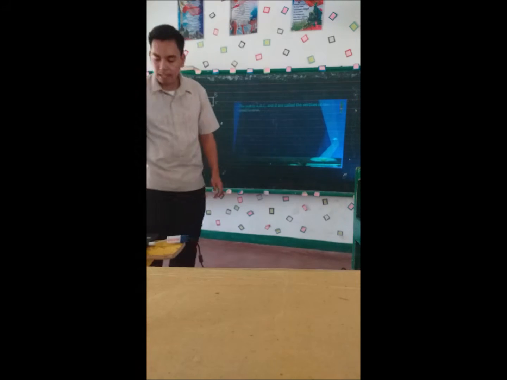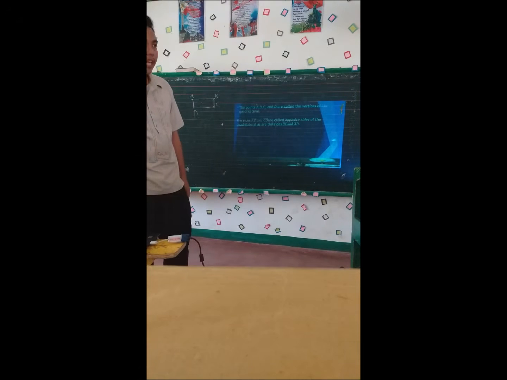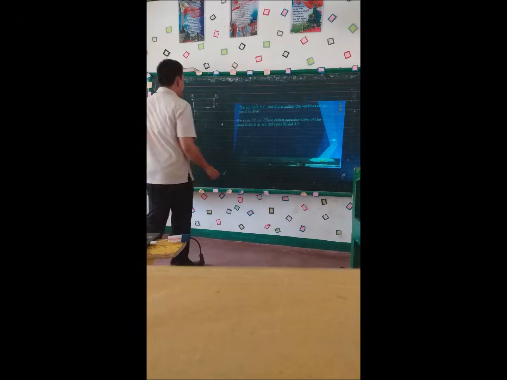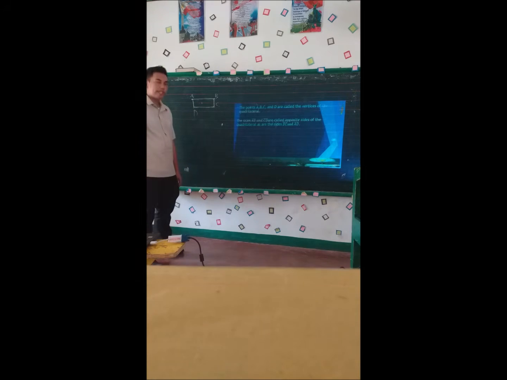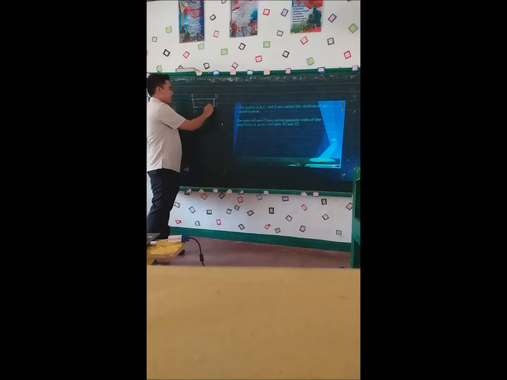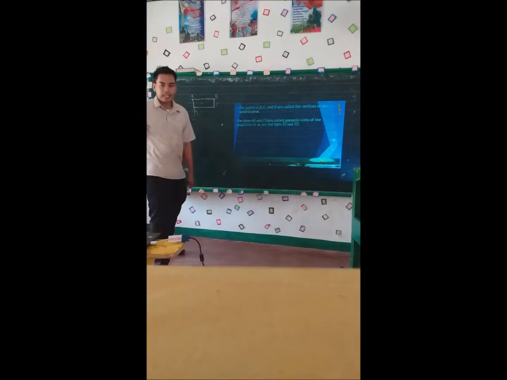And the points A, B, C, D are the vertices of the quadrilateral. The sides AB and CD are called opposite sides of the quadrilateral. The same is true of line segment BC and line segment DA.